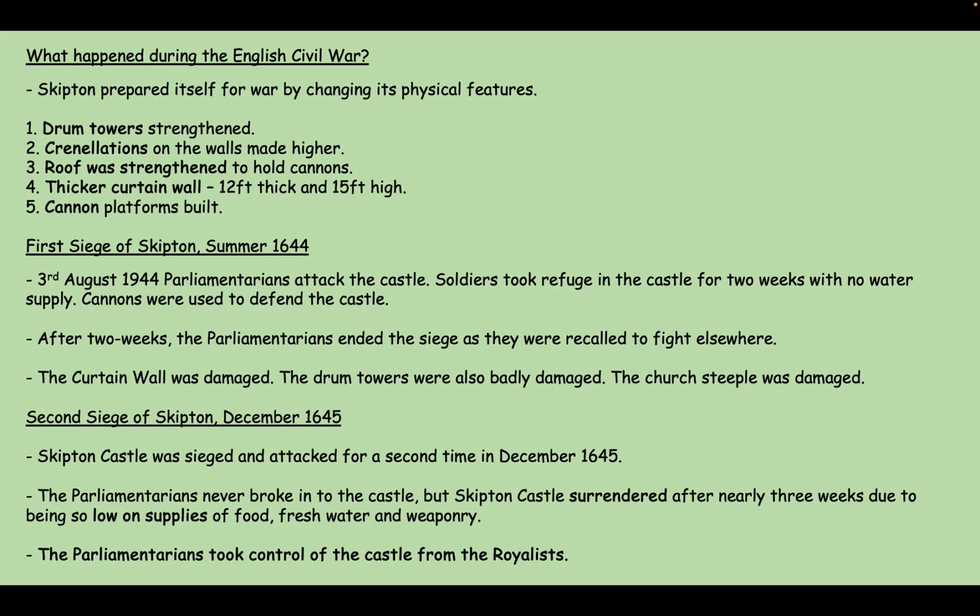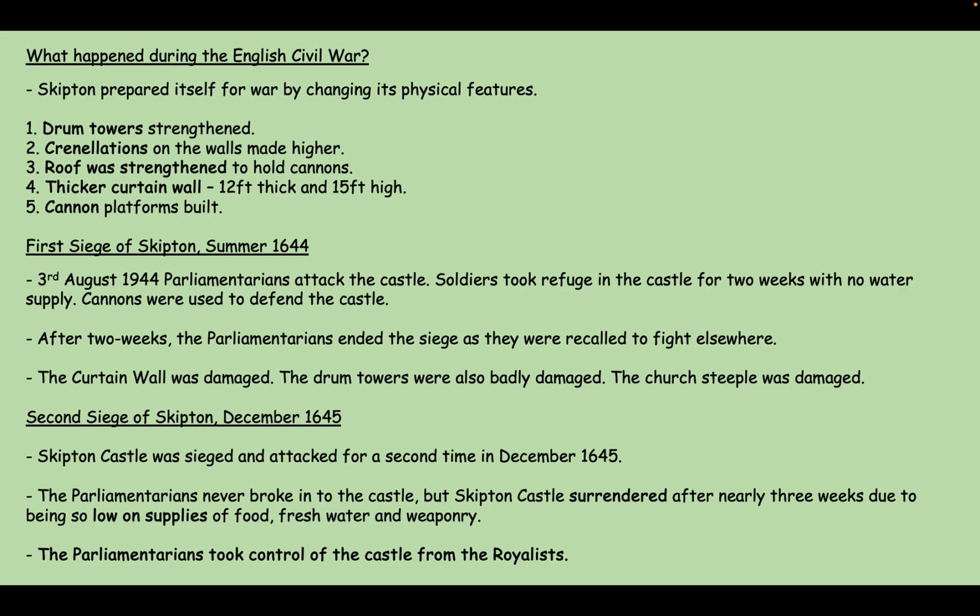The roof was strengthened so it could hold cannons. And the curtain wall was thickened and heightened to be 12 foot thick and 15 foot high. They also built platforms for the cannons to mount on. So Skipton's prepared itself for war. It knows it's going to be attacked by Parliament, so it prepares itself for war. So if you're talking about an activity or a change in the early modern period, again, you could talk about its preparations for war.